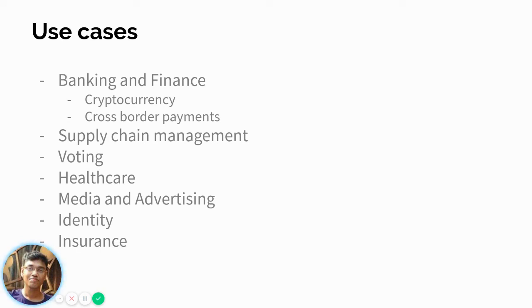And which is why the cryptocurrency concept came about, where you don't need to trust the system where you are putting your money, the blockchain system, because it's not run by one single entity. Similarly, there are several other use cases: supply chain, voting, healthcare, media, identity, insurance. We will talk about some of the specific use cases in the later sessions. Okay, so then you will understand in a much better way.